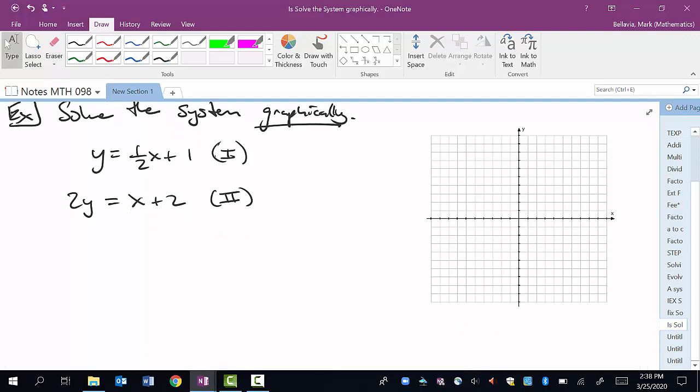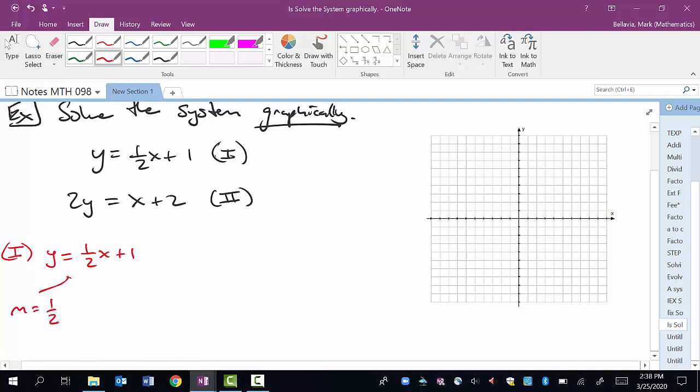Now again, the first thing I'll do is try to get the y equals mx plus b form for each of them. For the first one, we already have that slope-intercept form, right? So y equals 1/2 x plus 1. We know the slope is 1/2. We know the y-intercept is 0, comma, whatever b is, so it's 0, comma, 1. And then we plot, right? So the y-intercept is 0, 1, so 0, 1 would be right there.